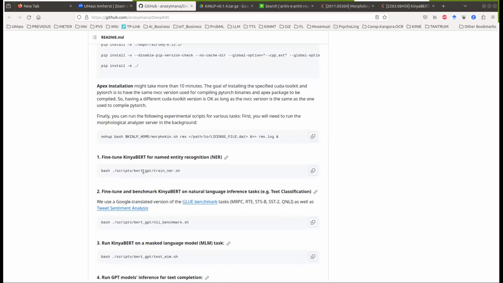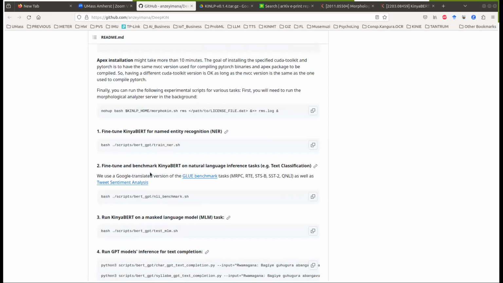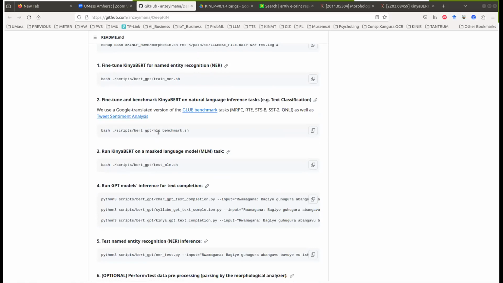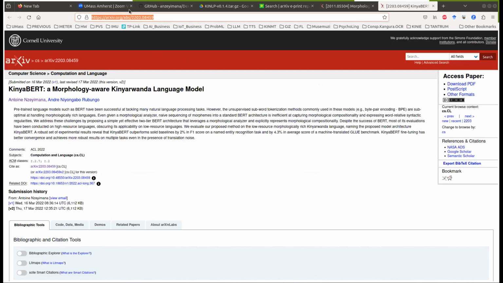And then these are examples of models you can run. You can do named entity recognition, where you give a sentence or a document, and it's going to tell you the different entities that are in it. We have text classification and natural language inference tasks for a model called Kinyarwanda, which is part of that paper I was pointing to.